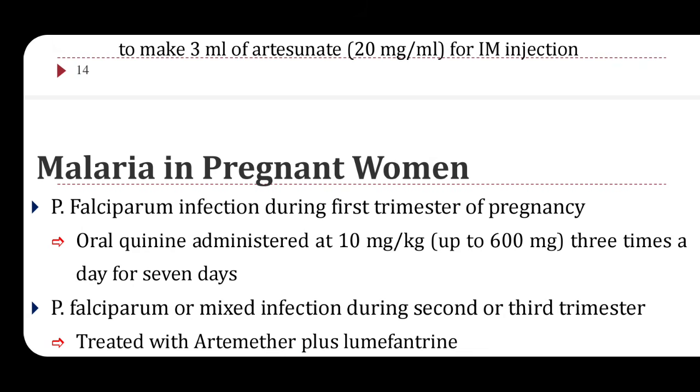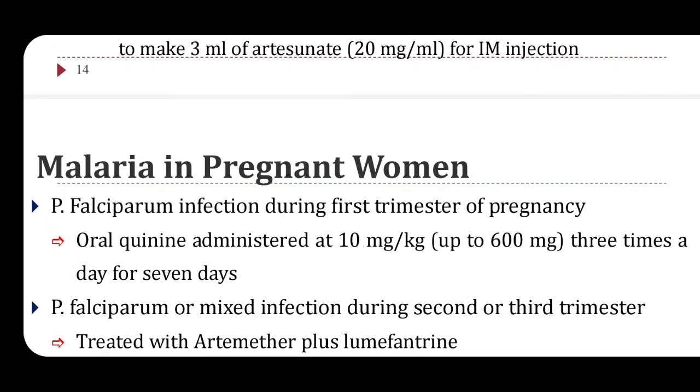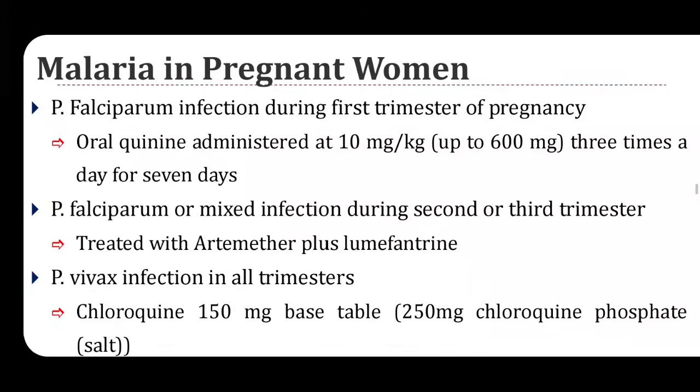Malaria in pregnant women. If our patient is a pregnant woman, we can consider treatment as an alternative. Coartem is not recommended for P. falciparum, especially in the first trimester of pregnancy. For a patient in the first trimester of pregnancy, oral quinine is administered at 10 mg per kg or up to 600 mg 3 times daily for 7 days. P. falciparum or mixed infection during the second or third trimester is treated with AL.